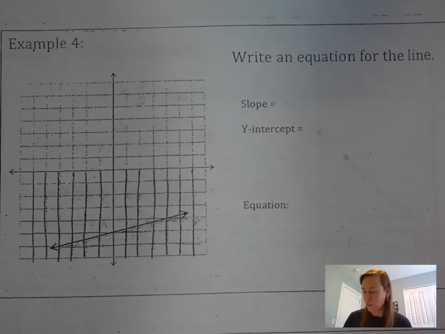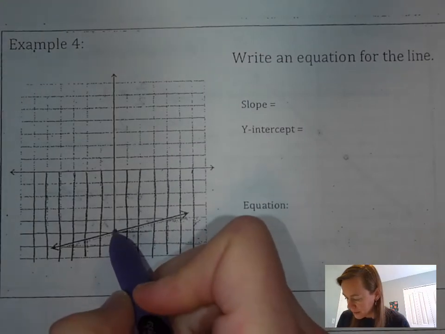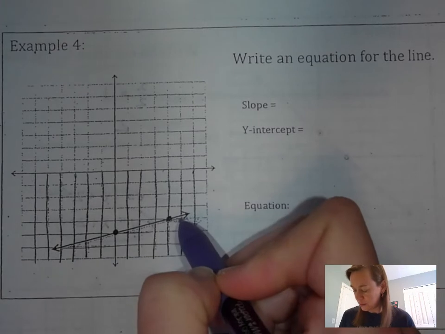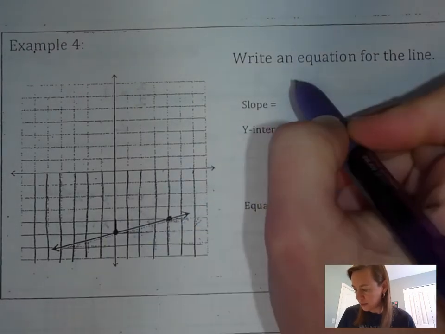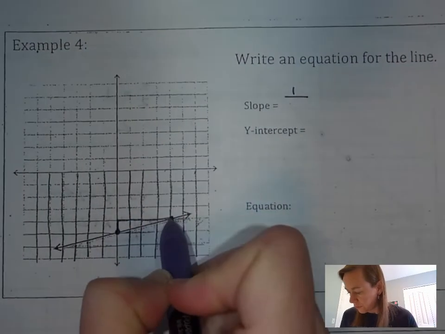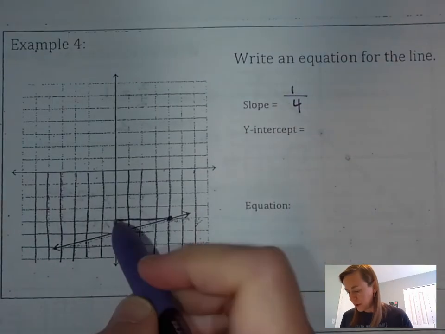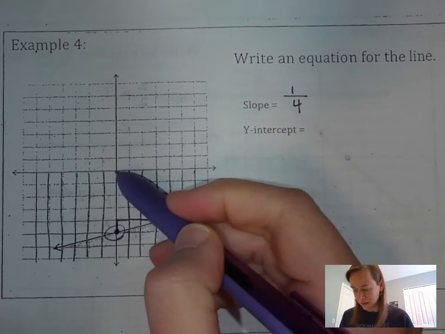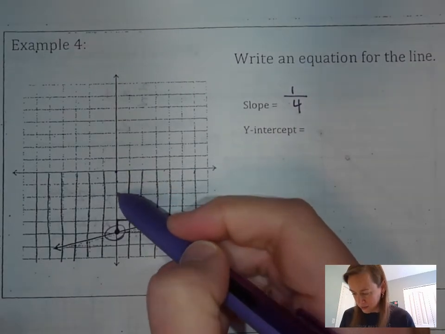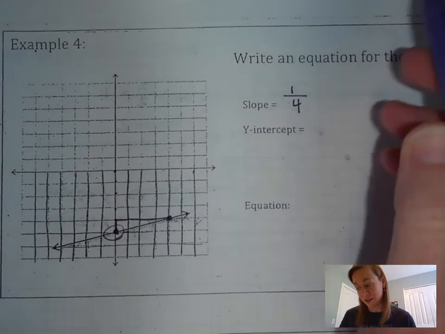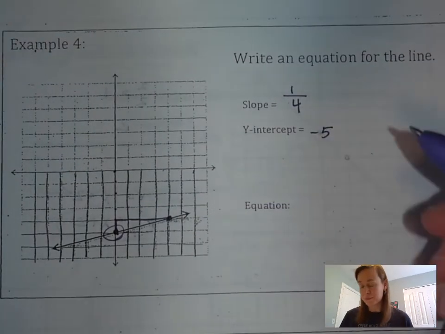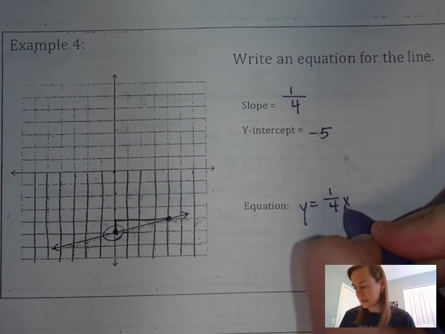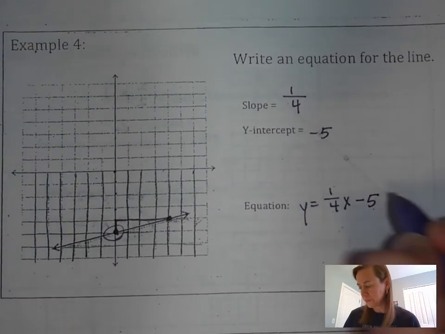Okay, here we go. Slope. It looks like we could put a dot there, and we can put a dot there. We're going uphill, so it'll be positive, and it'll be 1 over 4. And then the y-intercept is right here. Start at your origin, 0, 0, and count down. Negative 1, negative 2, negative 3, negative 4, negative 5. So let's put that in our equation. Y equals 1 over 4x minus 5.